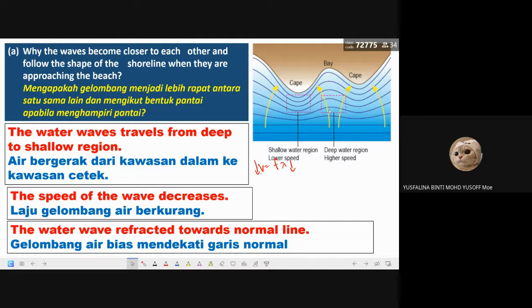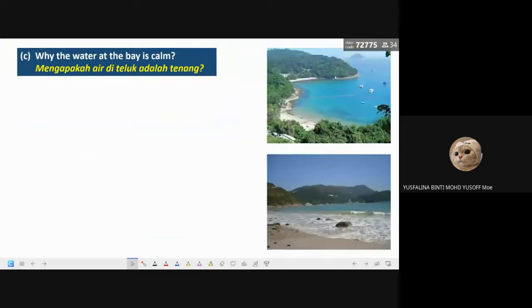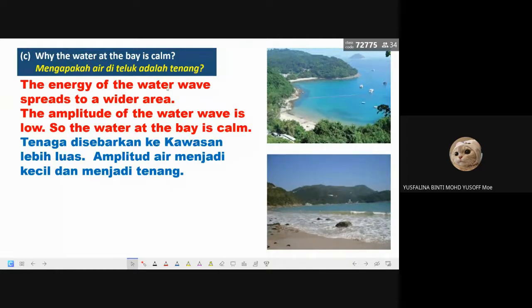At the bay you can see the water or the beach is more calm. Why? Because all the energy is dispersed, or diverged, right? The water at the bay is calm because the energy of the water spreads to a wider area, so the amplitude of the water wave is low.